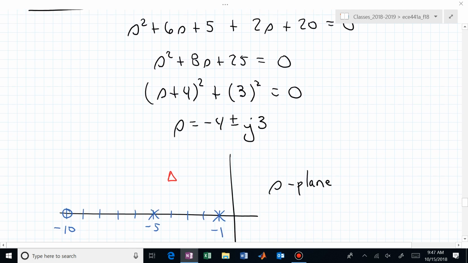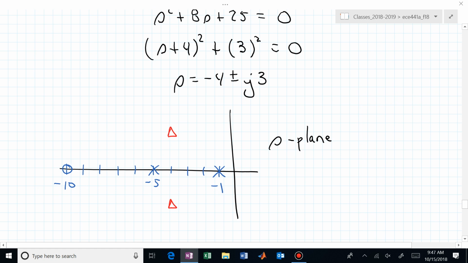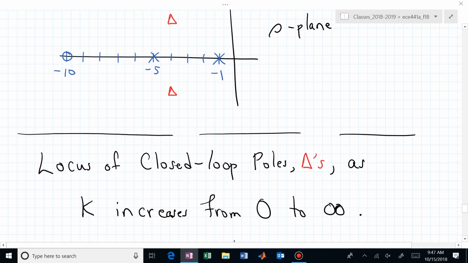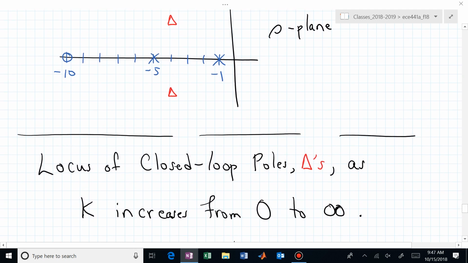And our poles now are there. We still just have 2 poles, 2 triangles. We started with 2 poles, 2 x's. We better not have increased the number of poles if all we're doing is adjusting a gain K. Well, I must have just stopped at 2. I've met my performance spec.